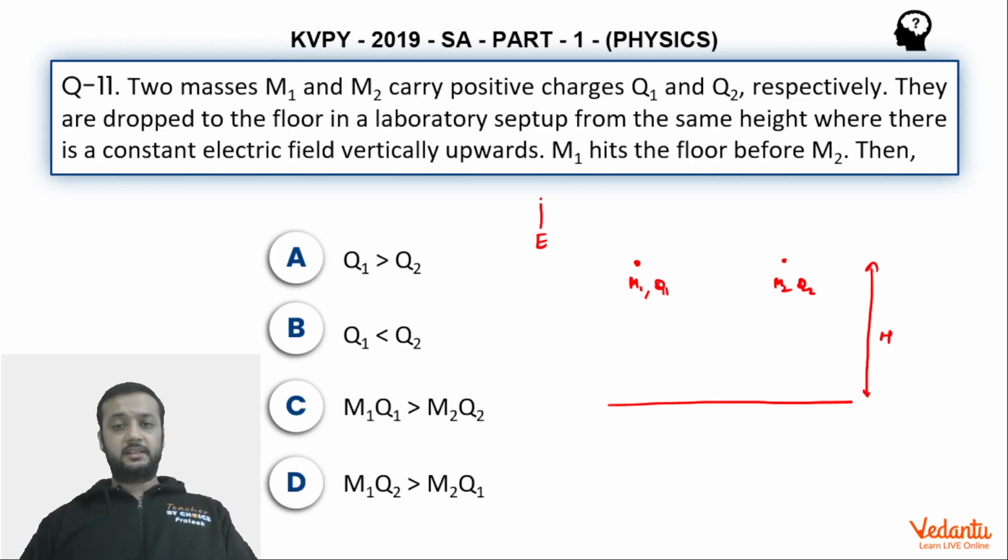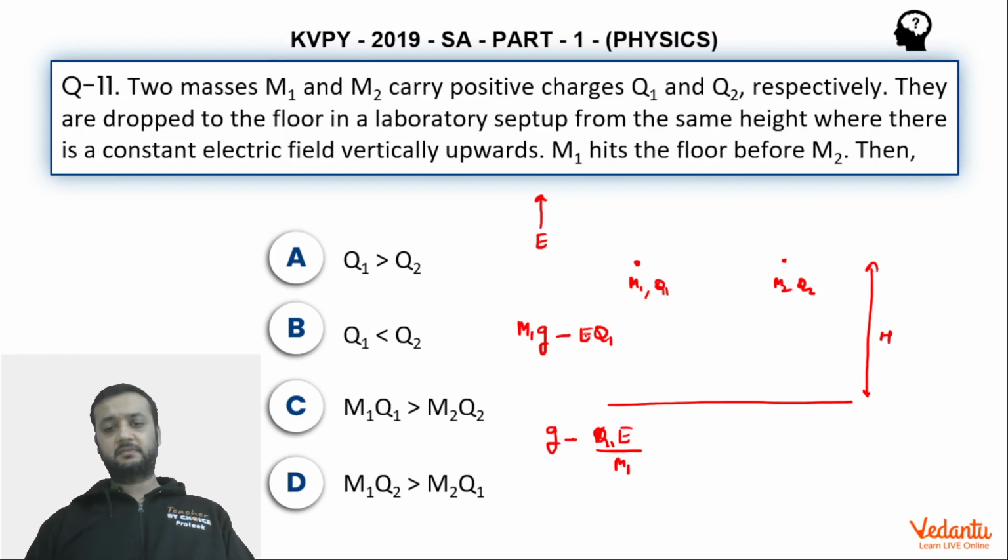Now electric field is in the upward direction, so we can say that downward acceleration of m1 will be g minus q1E divided by m1, right? Because if you see what is the force on m1 in downward direction, the force on m1 in downward direction is m1g minus Eq1. This is the force on m1 in the downward direction. Hence the acceleration will be force upon mass, right? So F1 upon m1, if you do, you'll get g minus Eq1 upon m1.